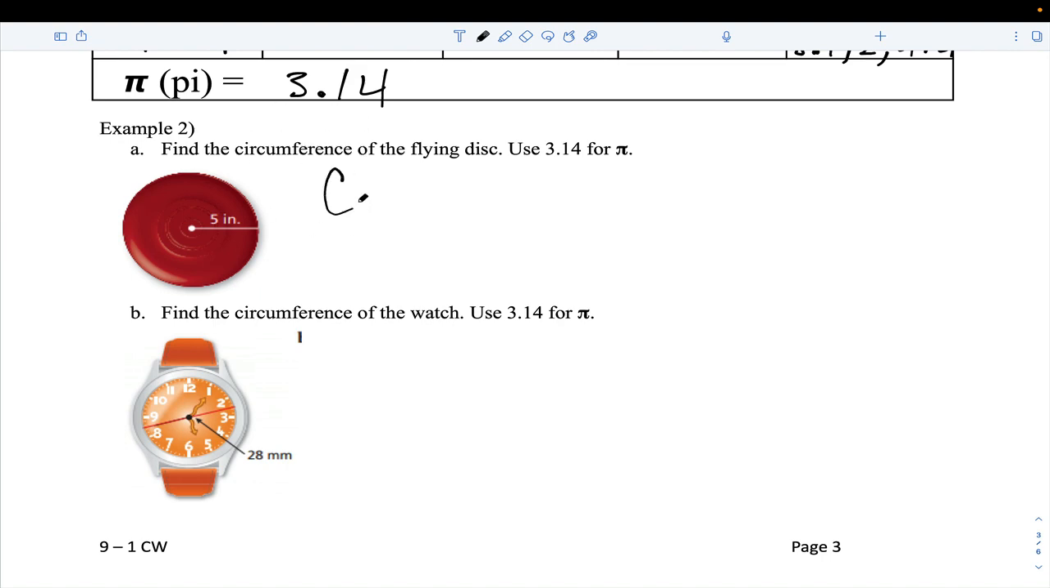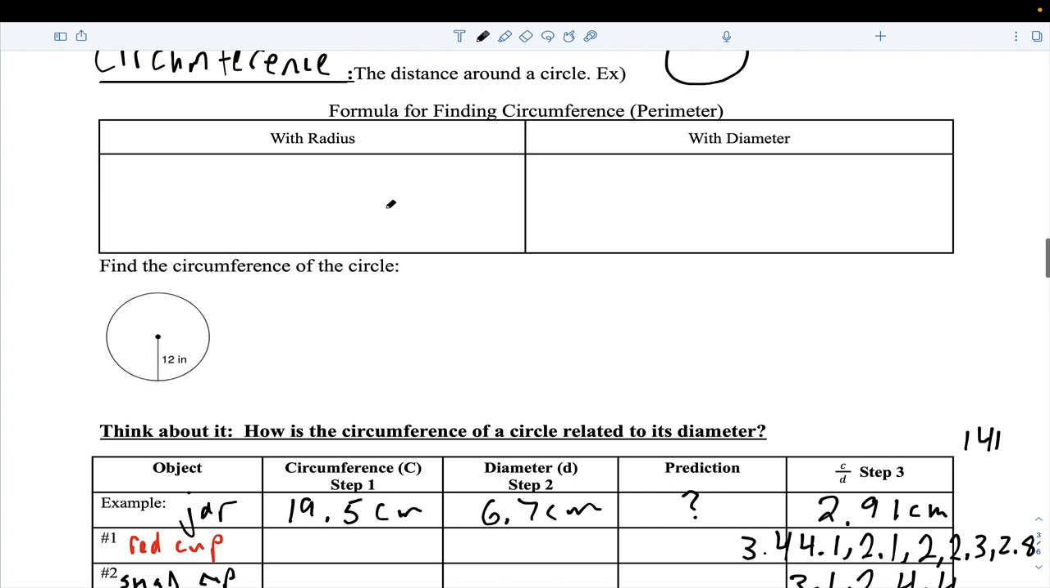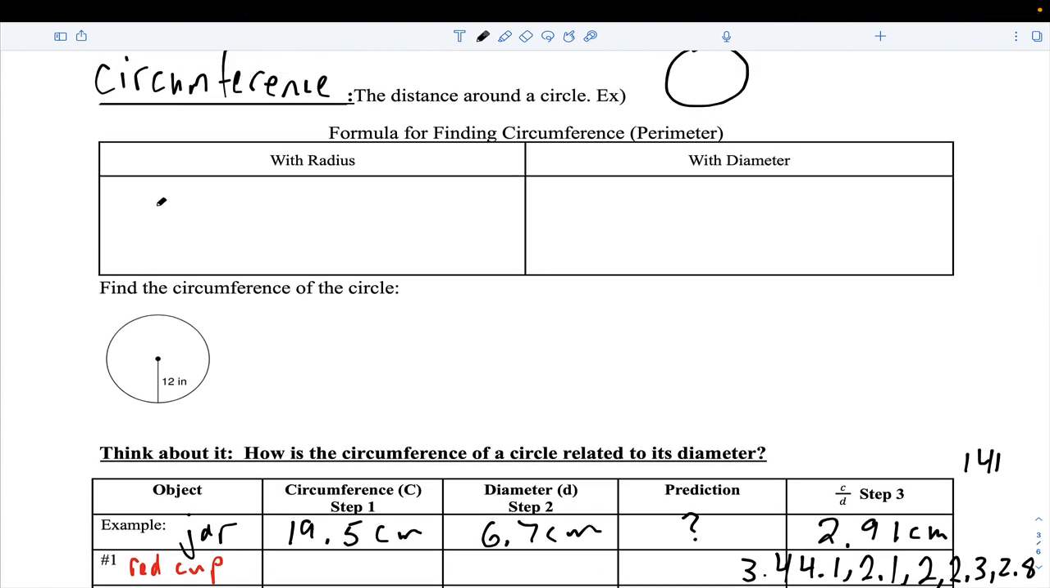You need to know 2 equations. Go up to the box that says with radius. The formula to get circumference is C equals 2 times pi, which is 3.14, times the radius. You're going to put this equation on every homework page today that has circumference. You're just going to put 2 pi r. Mathematicians squish them together, double and 2. So just put 2 pi r for 2 times pi times the radius.